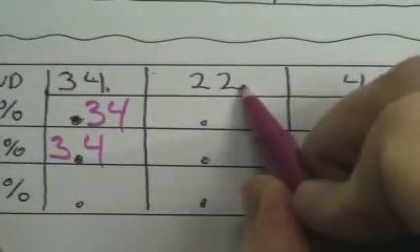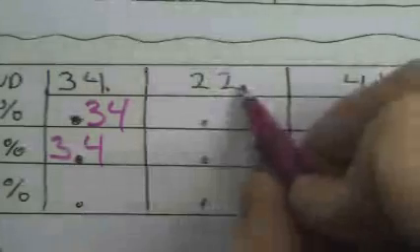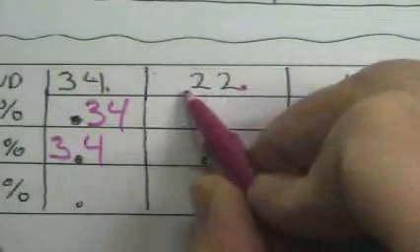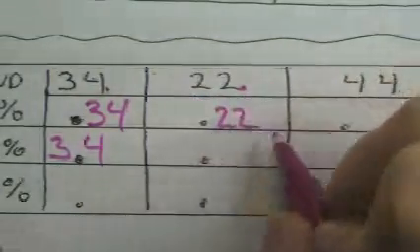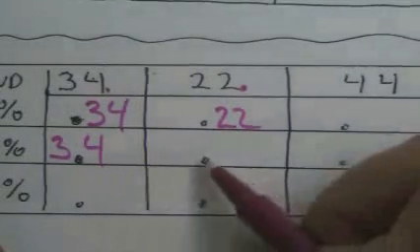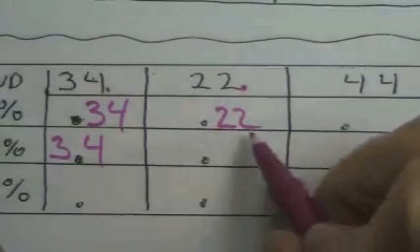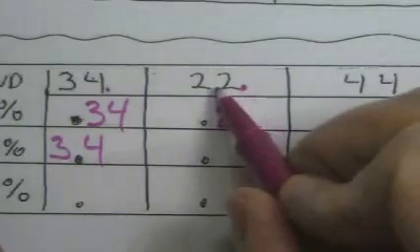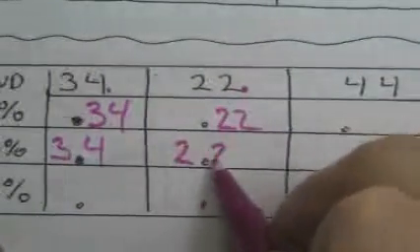Okay, let's try it again. Let's move on to the next one, number 22. Okay, 1% of 22, here's the decimal. You have to move it over 2 spaces. So it's 0.22. All right, and to find 10%, you move the decimal over 1 space, so it's actually 2.2.